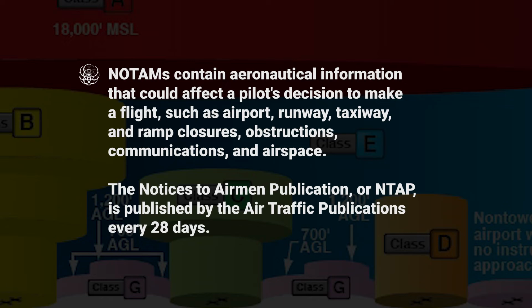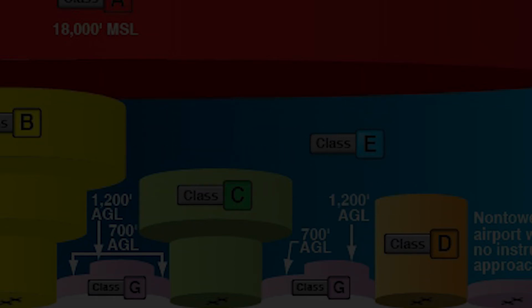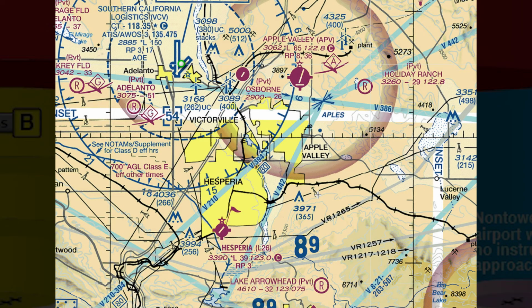The Notices to Airmen publication, or NTAP, is published by the Air Traffic Publications every 28 days. Also, notice how some parts in the chart are yellow. This does not refer to the airspace, but to the density of the population.